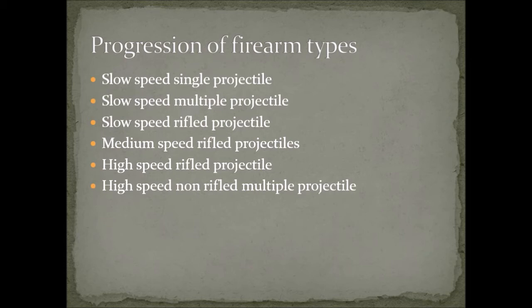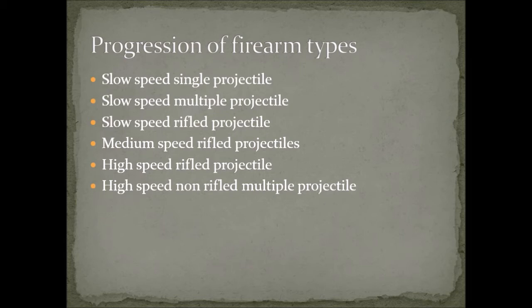Then we had the medium speed rifled projectiles. This is slightly faster. This is our gun cotton. This is when the black powder was replaced with a slightly more efficiently burning powder that would burn better and launch the projectile. It still launched it relatively slow, but it was faster than the black powder.